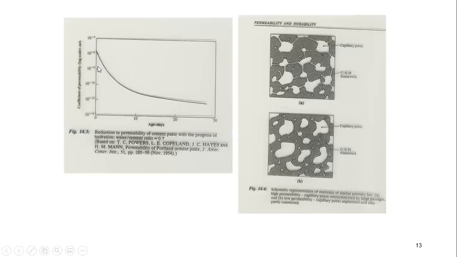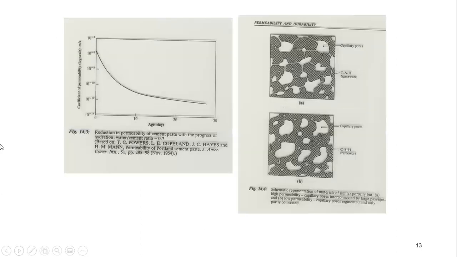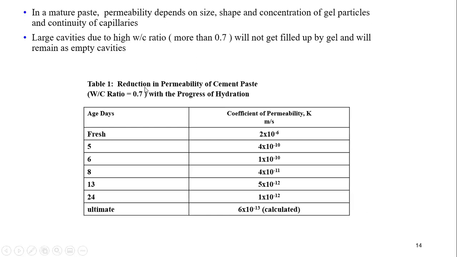So permeability is decreased in this graphical representation, and this is the schematic diagram of porosity, showing high permeability and low permeability. This graphical representation tells us that high hydration will decrease the permeability of the structure rapidly. So this is the graphical representation you can see here. The next one, in a mature paste, permeability depends on size, shape, and concentration of gel particles.